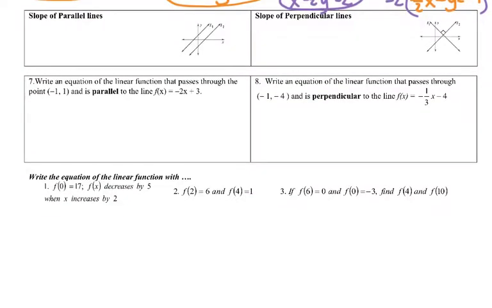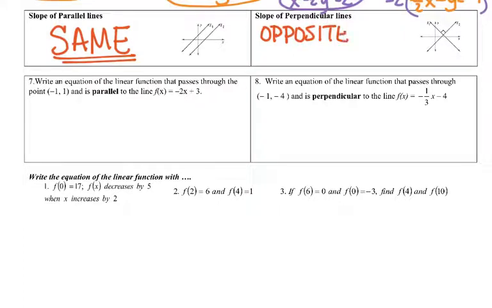Slope of parallel lines, you'll remember, is the same. What about the slope of perpendicular lines? Do you remember? Yes, opposite reciprocal. So like 2/3 and negative 3/2, opposite reciprocal. So this is like the classic Algebra 1 question.